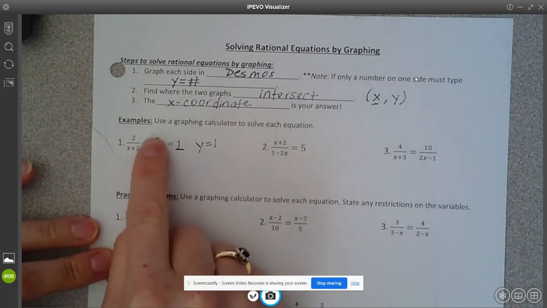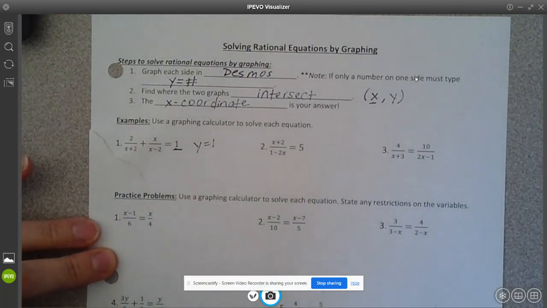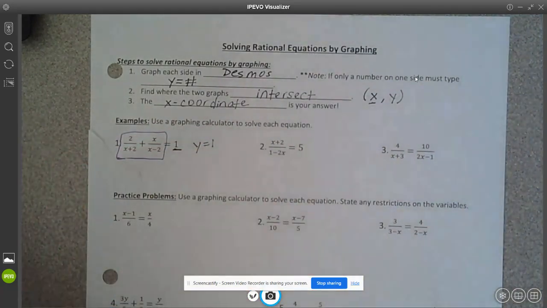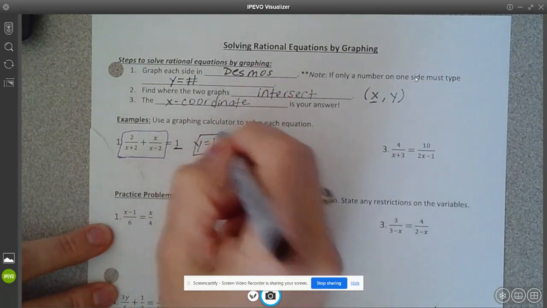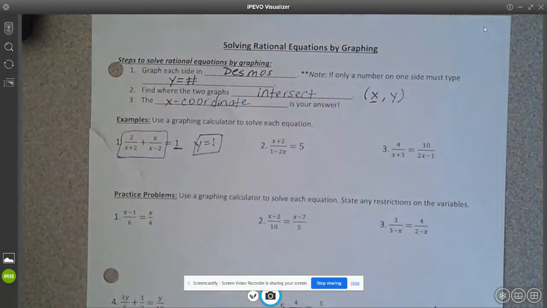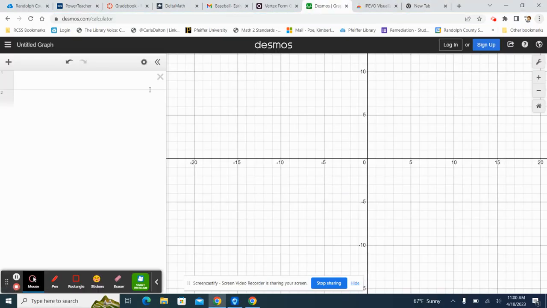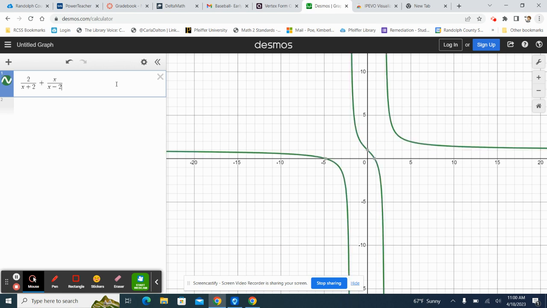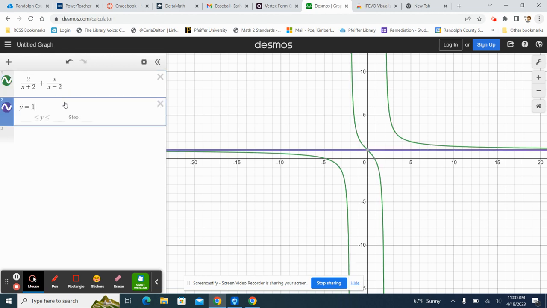I'm going to type this side in first, and then I'm going to type in the y equals 1. All right, so let me go to Desmos and show you what this is going to look like. I'm typing in the left side, 2 over x plus 2, plus x over x minus 2. We have a graph that looks like this. Now I'm going to come down to the next line, and on the right side it was equal to 1, so I'm going to put y equals 1.